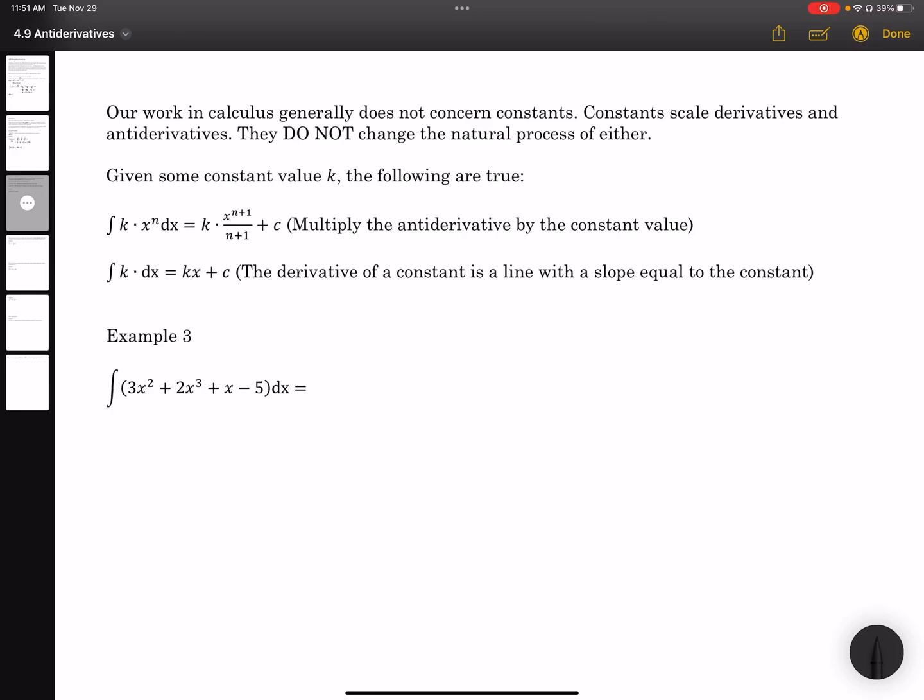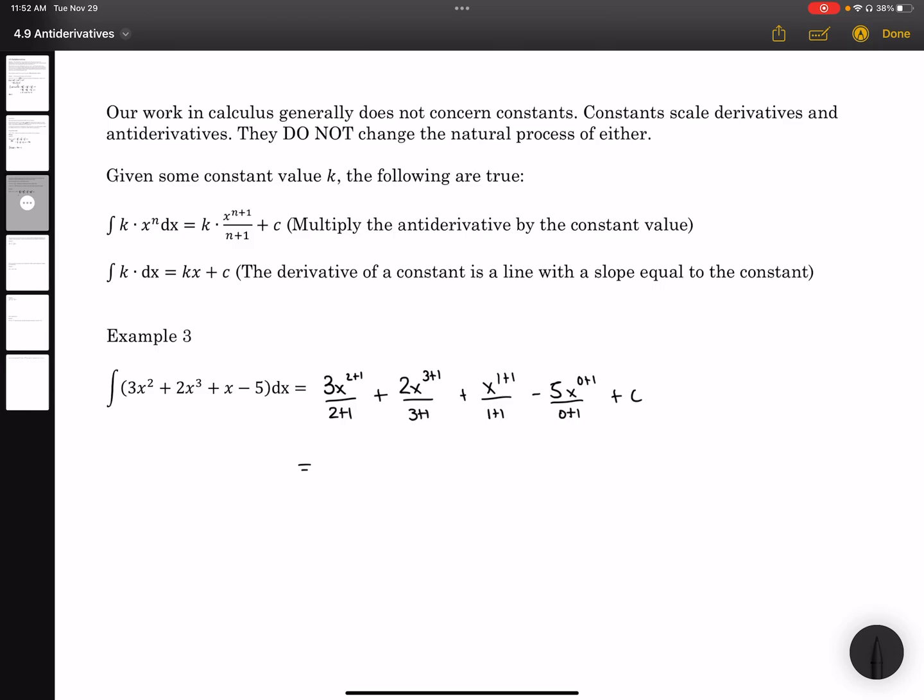So for example 3, the antiderivative is 3x to the 2 plus 1 divided by 2 plus 1, plus 2x to the 3 plus 1 divided by 3 plus 1, plus x to the 1 plus 1 divided by 1 plus 1, minus 5 times x to the 0 plus 1 divided by 0 plus 1, plus whatever constant.